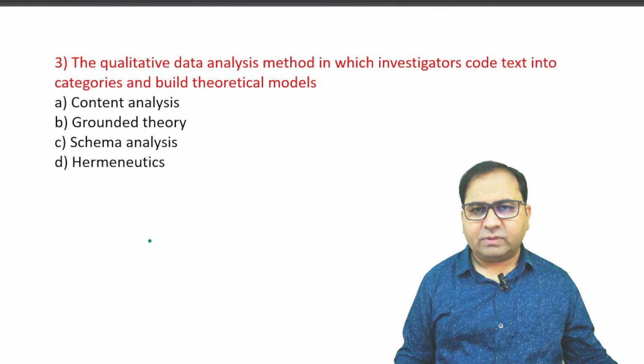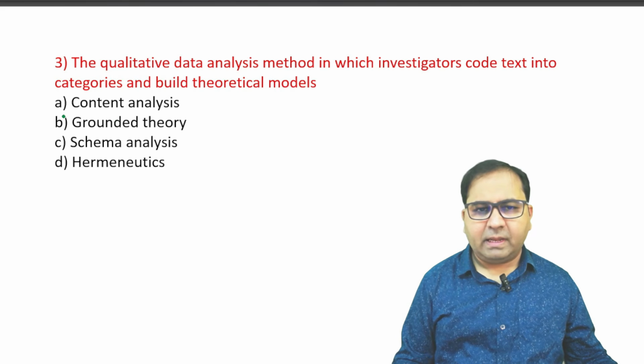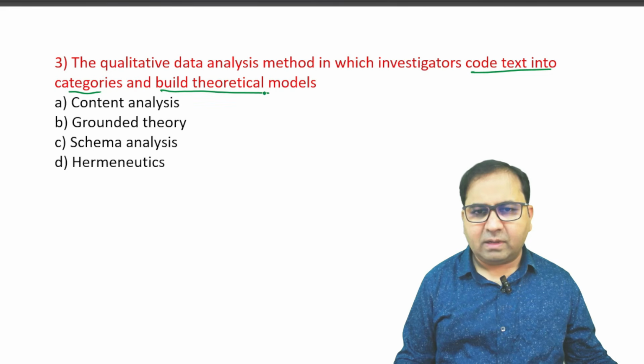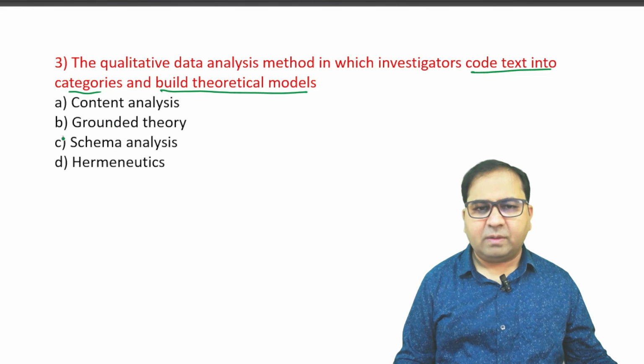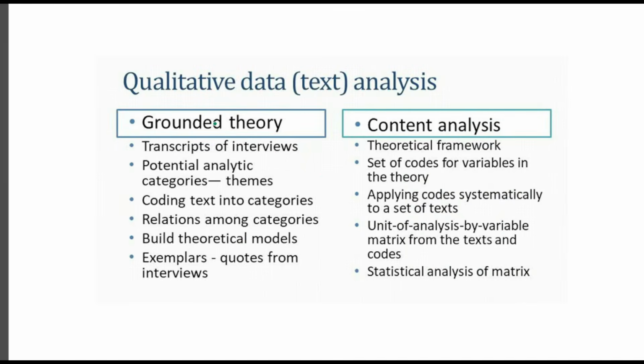Next question. The qualitative data analysis method in which the investigators code the text into categories and then build the theoretical models is what? The options are A. Content analysis, B. Grounded theory, C. Schema analysis, or D. Hermeneutics. Once again the question, the qualitative data analysis method in which the investigators code the text into categories and then build the theoretical models. This is seen in option B, that is grounded theory.